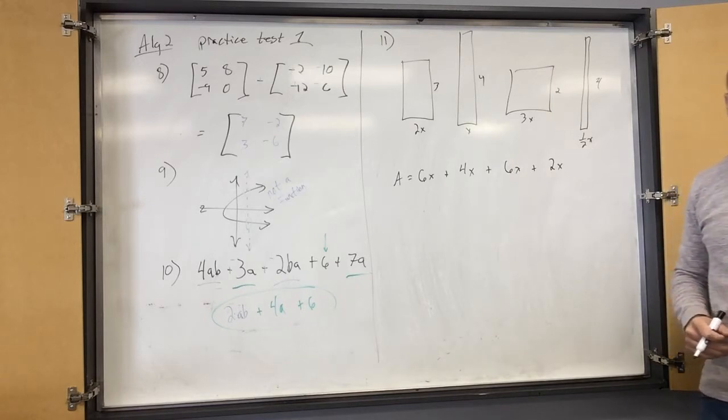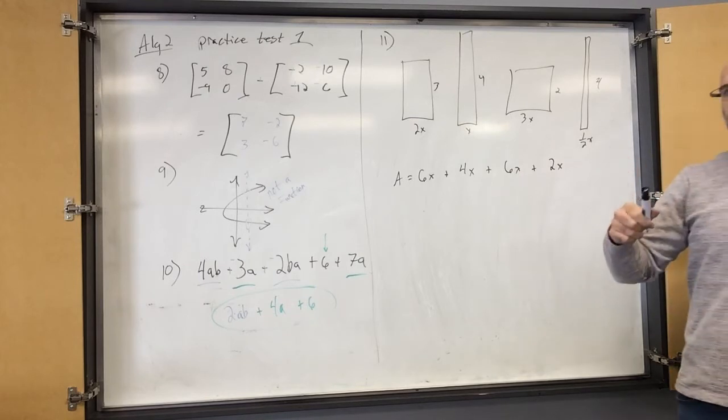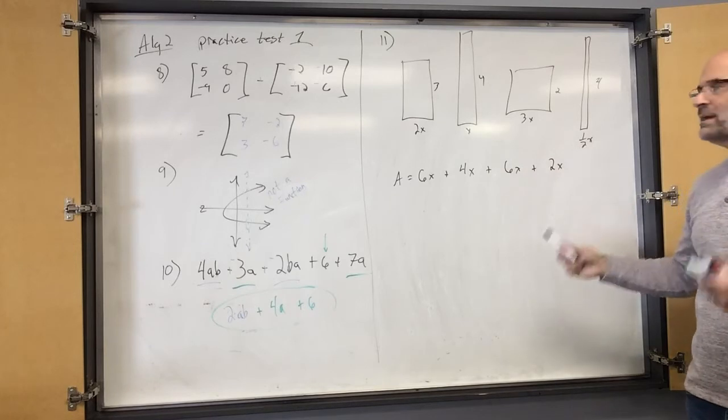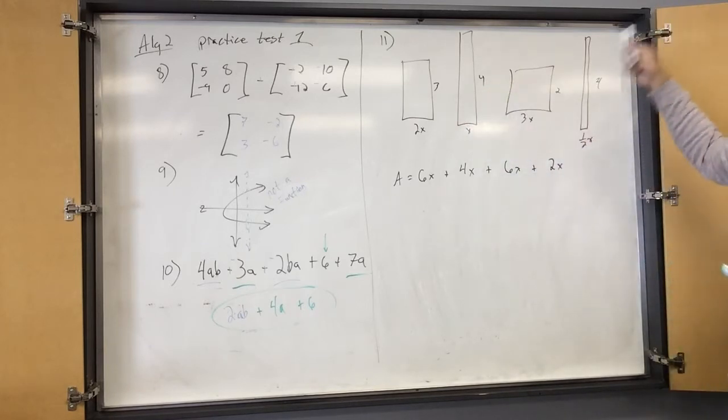Here's what you could have done, Silas. So let's see if your way would work. Like if you added all the lengths and multiplied that by the sum of all the widths or the heights.